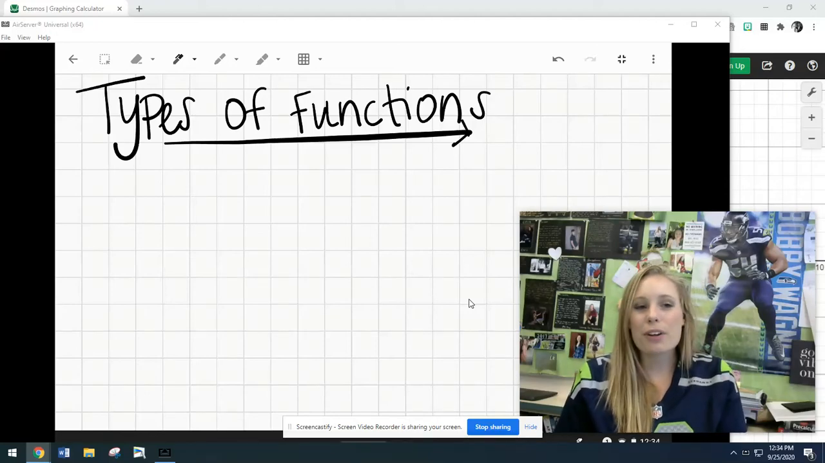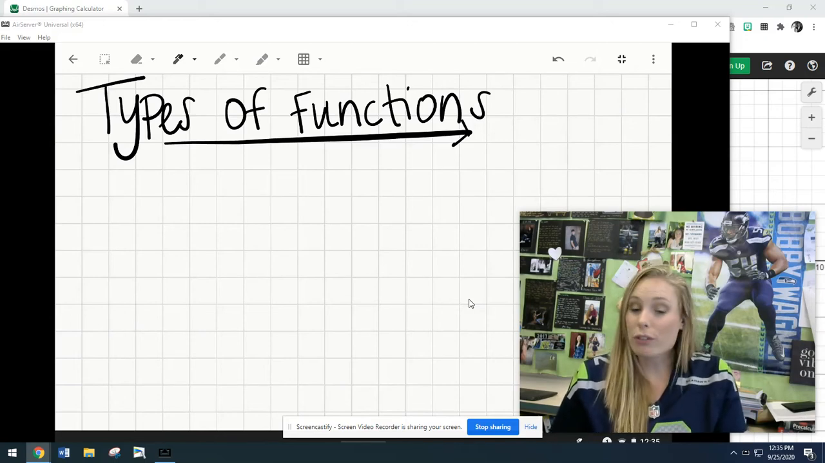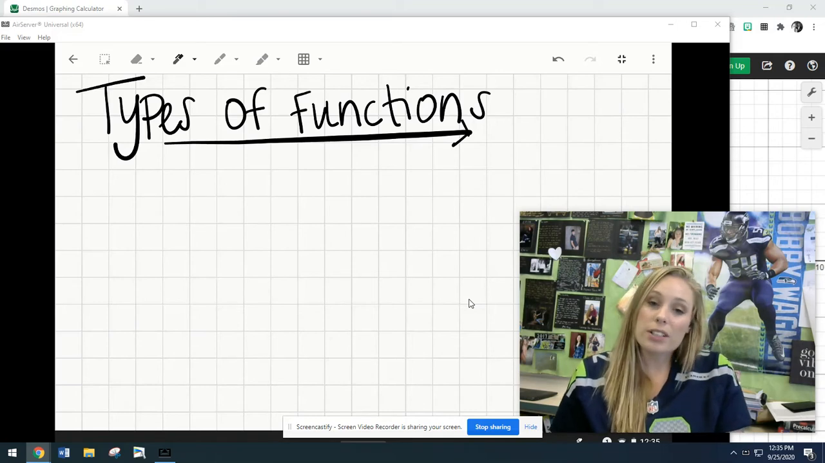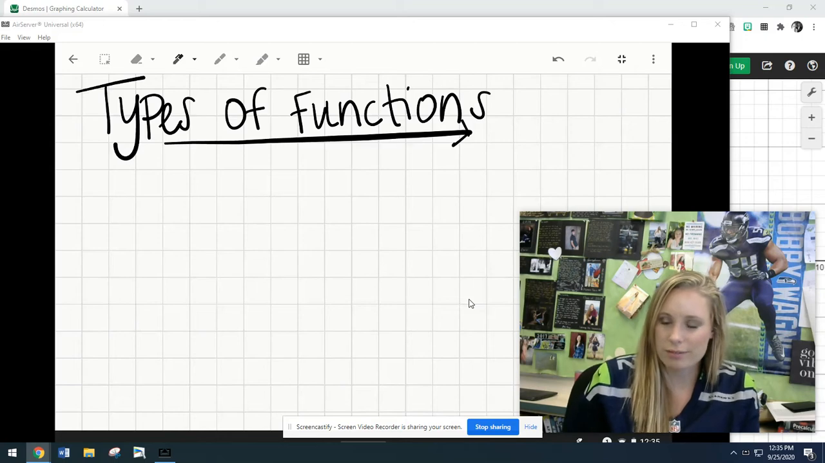Hi guys, and welcome to a mini-series that I like to call Types of Functions. In this mini-series, we're going to learn about what functions are, we're going to learn about function notation, and then we're going to talk about some specific parent functions and characteristics that they have. So let's start with, what is a function? What makes something a function?